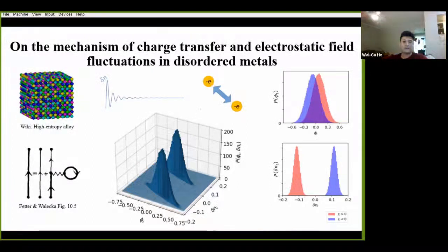So today we're going to be discussing some of our work investigating the charge transfer and the electrostatic Madelung field statistics in disordered metals. This is going to include the high entropy alloys that have become quite popular over the past few decades or so.